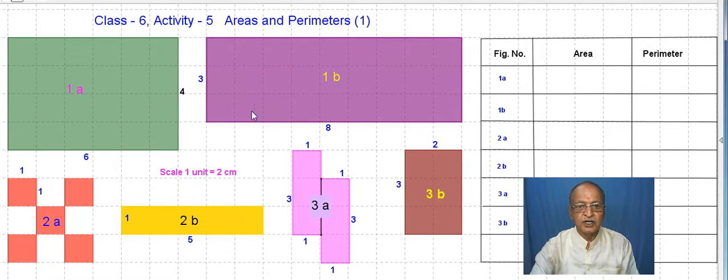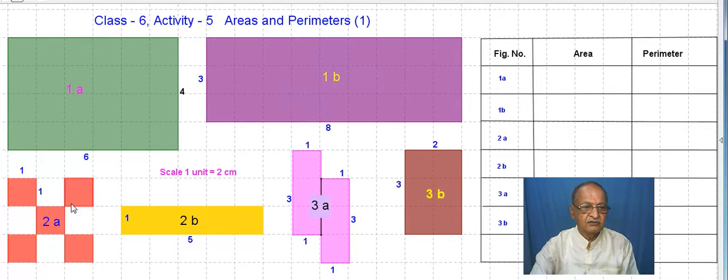The same formula we will apply here also, because this is also a rectangle whose length is 8 units and width is 3 units. Its name is 1B here. So in these two boxes you have to fill in the values. Calculate it yourself and fill it here.